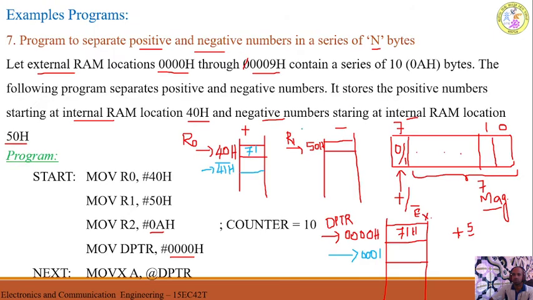Decrement R2. Now what is R2? R2 is 0A. Decrement it by 1 time. Now R2 becomes 09. What does it mean? It means that one number we have already checked. Still, how many numbers are there? 9 numbers are left that we need to check whether they are positive or negative.